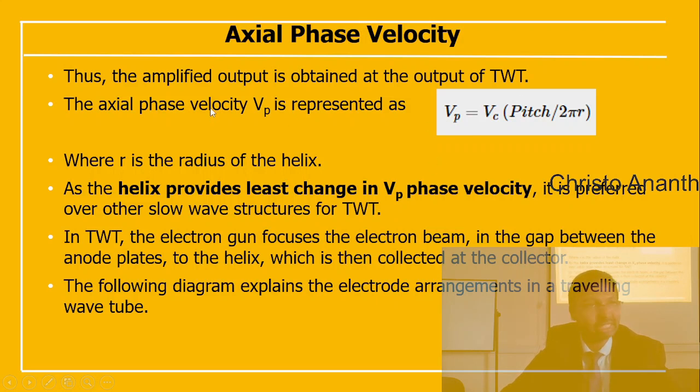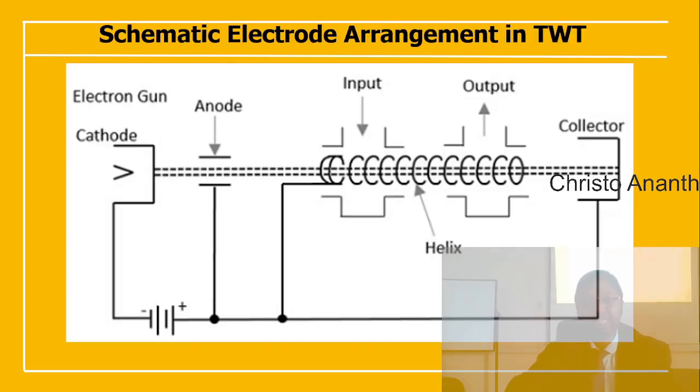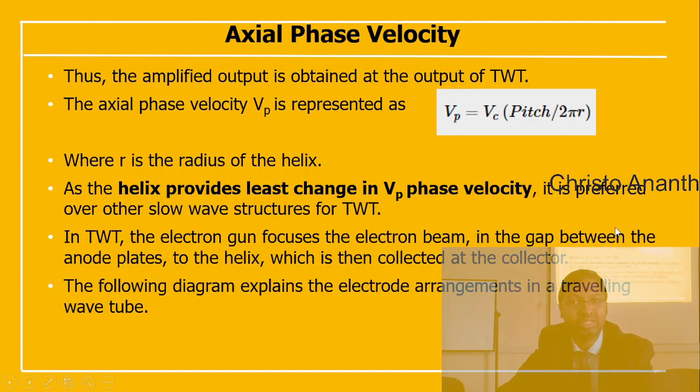So in the TWT, the electron gun will be focusing the electron beam in the gap between the anode plates. That will be going into the helix, and that will be collected in the collector. So it will be passing through this one to the collector. So we'll be having this one.